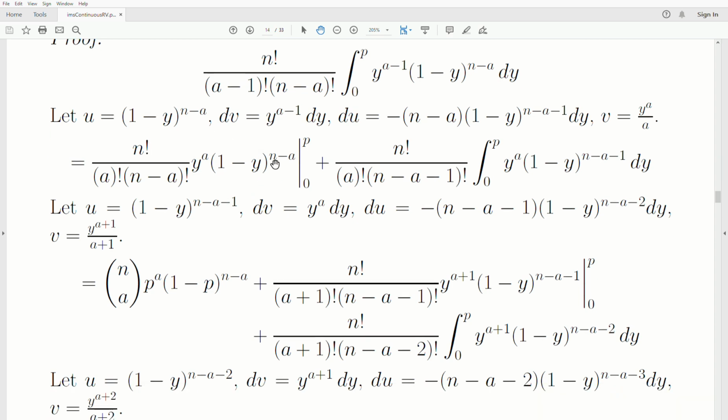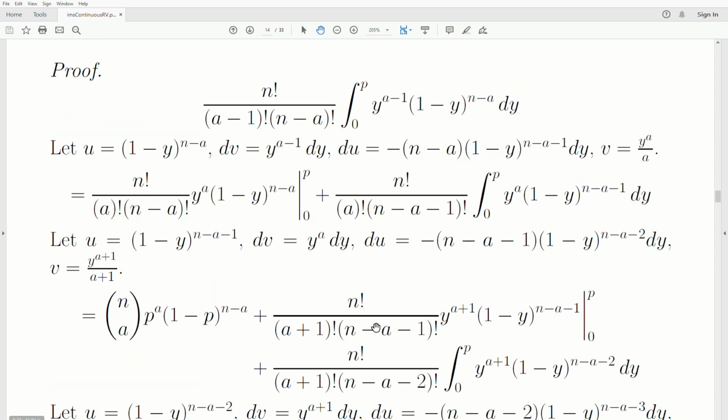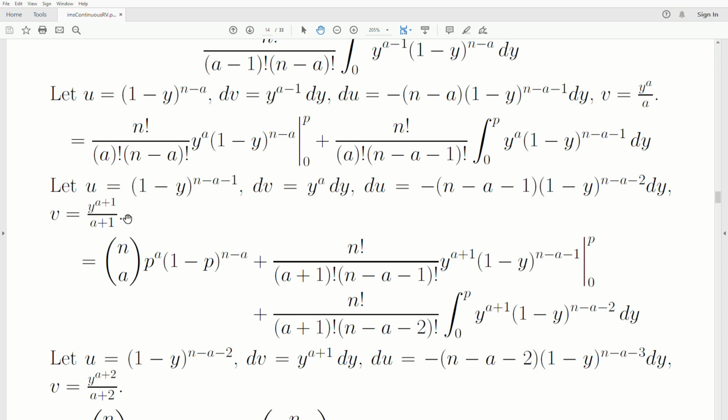So this piece, of course, is here. And then this is uv. But notice that the a plus 1 was added to this to increase it by 1. And this n minus a minus 1 reduces that by 1 in this piece here. So in the vdu piece.